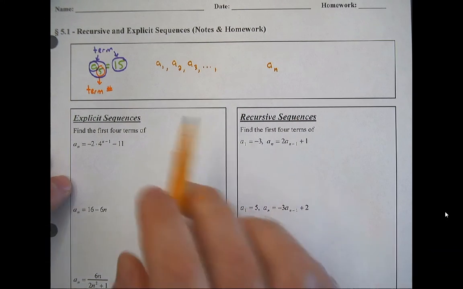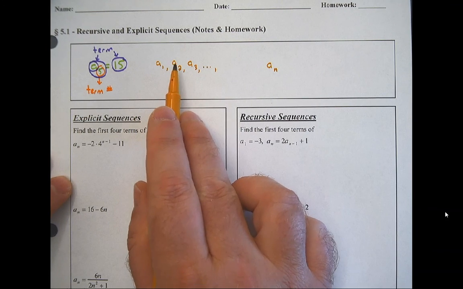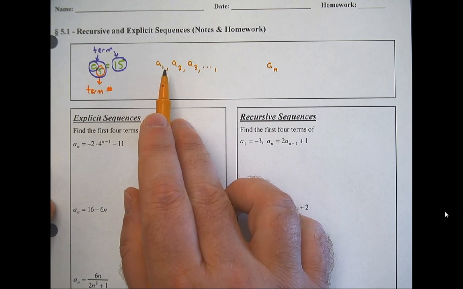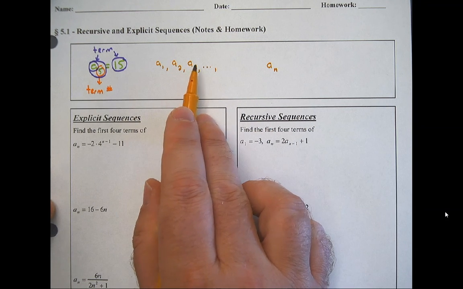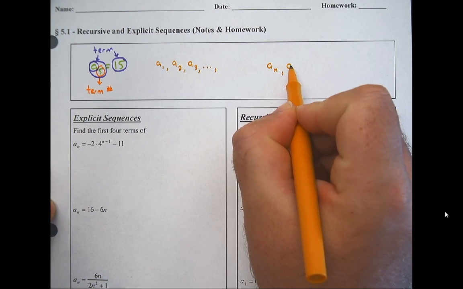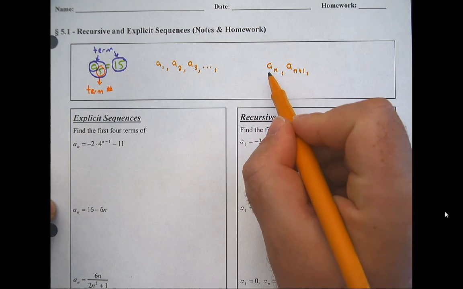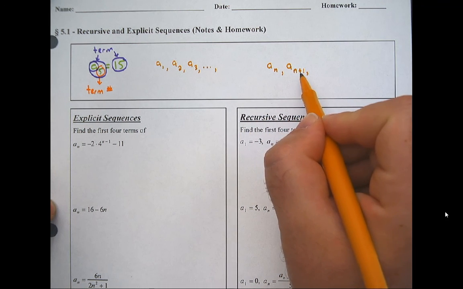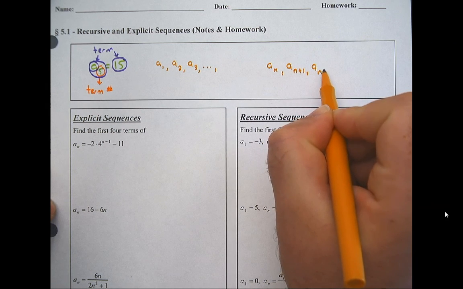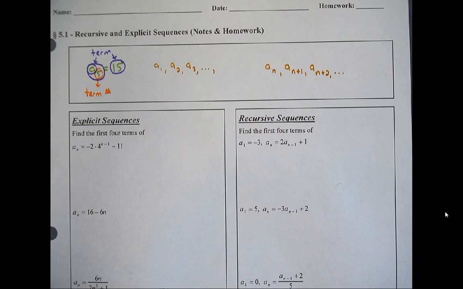So how did I go from the first term to the second term? How did I know that after A sub 1 would come A sub 2? We just know that to be true, but what's the mathematical reason? What did we do to these numbers? Well, we added 1. So what's the term after A sub n? That would be A sub n plus 1. Whatever this number is, we would add 1 to get the next term. What would be the term after that? A sub n plus 2, and A sub n plus 3, and so on.